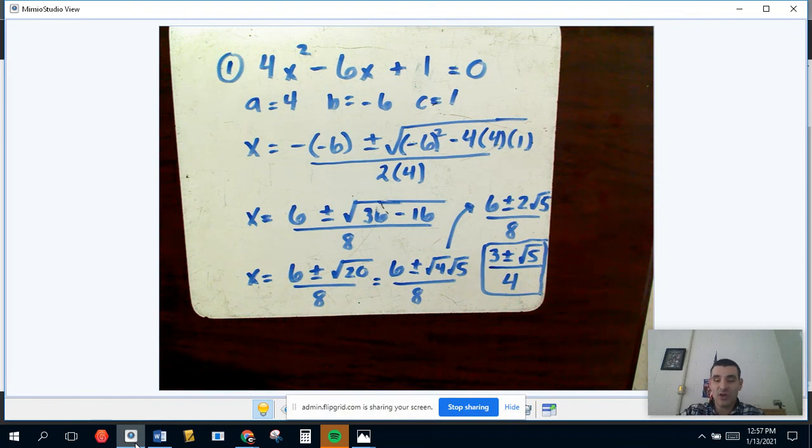I don't have time to show you a second example. I'll do that later. Quadratic formula.